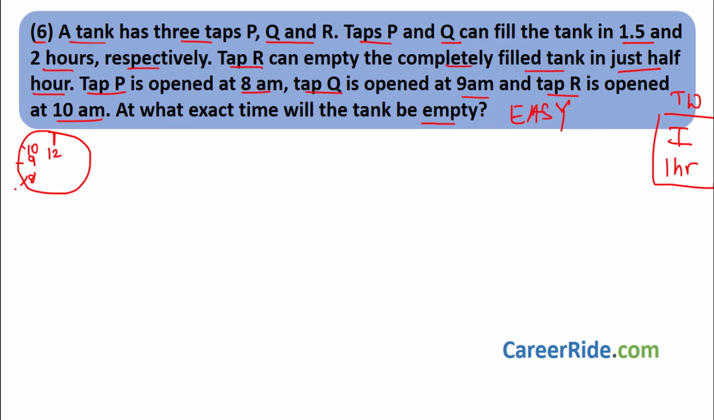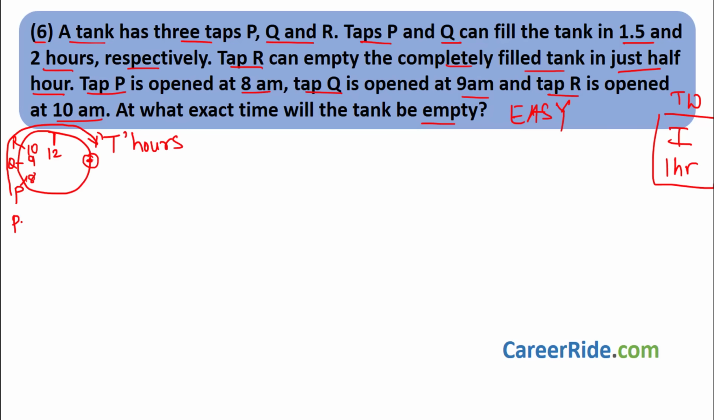They say that tap P is opened at 8 am, Q at 9, R at 10, and they are asking at what exact time the tank will be empty. We do not know at what time the tank will be empty, so let us assume that after T hours of P being on, the tank gets empty. When we start P at 8 am, after T hours the tank gets empty at this point, right?